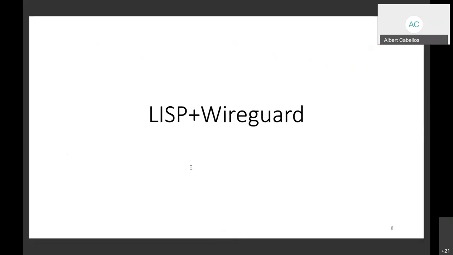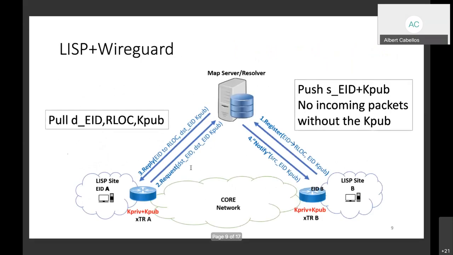So what we have done is we have tried to design this LISP security architecture using WireGuard. Let's say that the host on the left wants to communicate with the host on the right. The first thing that happens is that the host on the right will map register the EID to RLOC mapping plus the public key for that end host. That's the first step. We are assuming one single map server map resolver deployment. Then, as in standard LISP, the host on the left will map request for that EID. In turn, the map reply will contain the public key for that host, so it will be able to configure locally the WireGuard interface.